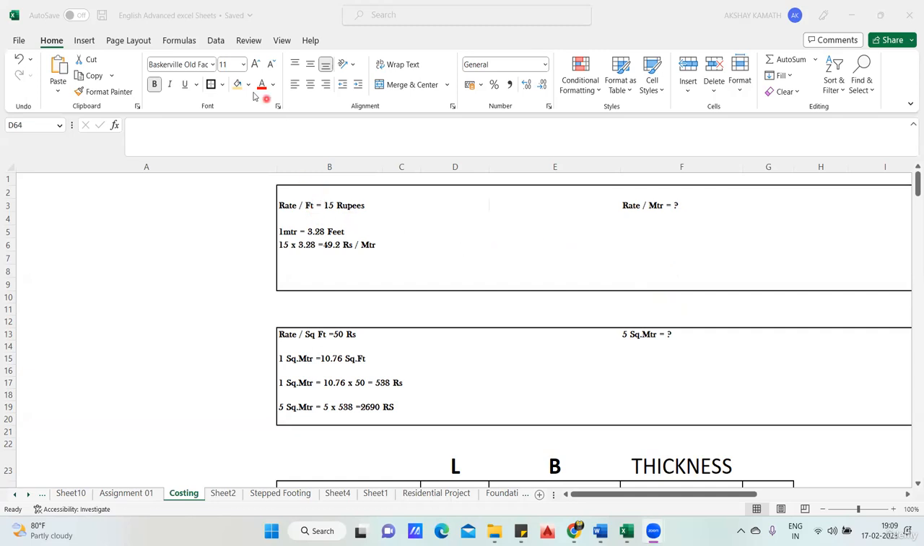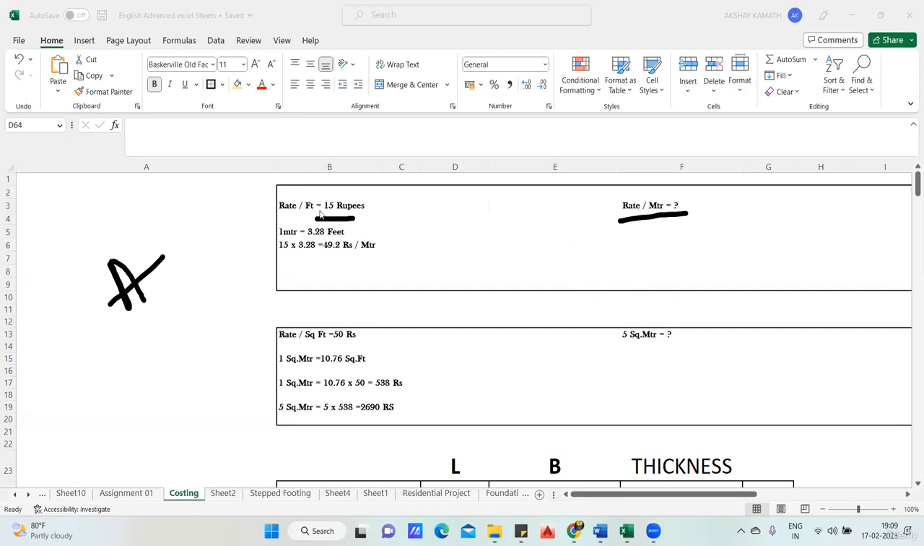For example, let us say there is one material. I'll name the material as A. The rate of this material per feet is 15 rupees. Tell me the rate of this material per meter. So, this is a question I have. How do you convert?